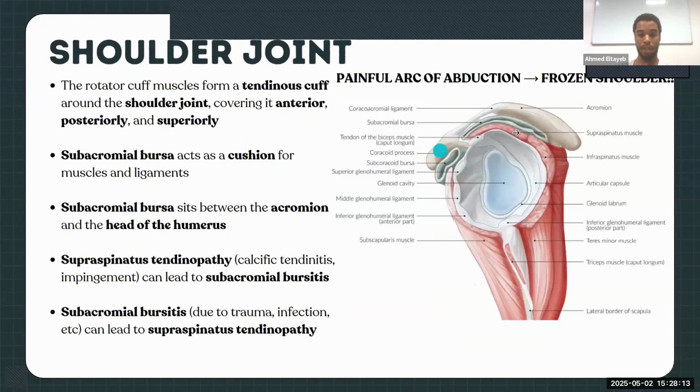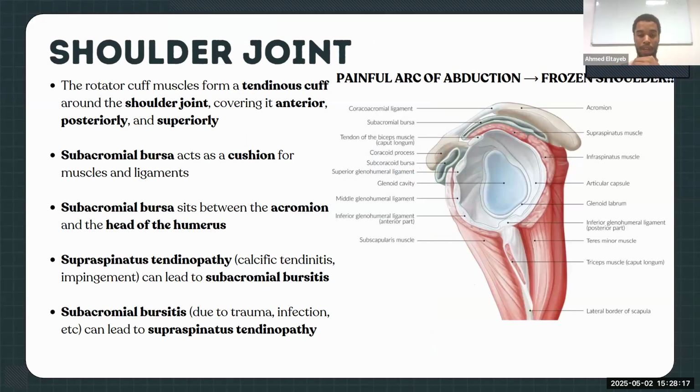So the subacromial bursa sits underneath the acromion and right above the head of the humerus. And essentially, if we have inflammation of the subacromial bursa, it can cause supraspinatus tendinitis. Now, there's no telling what comes first without a good patient history.